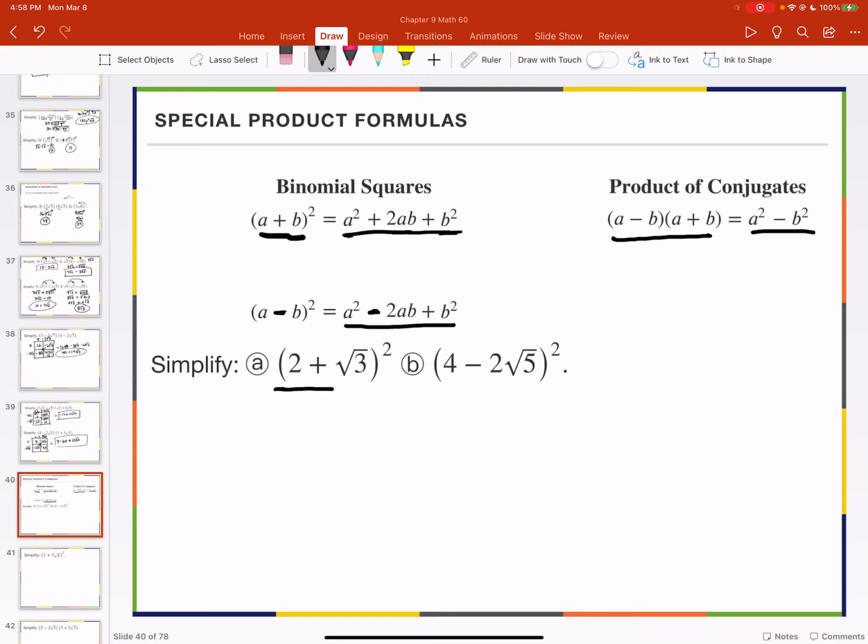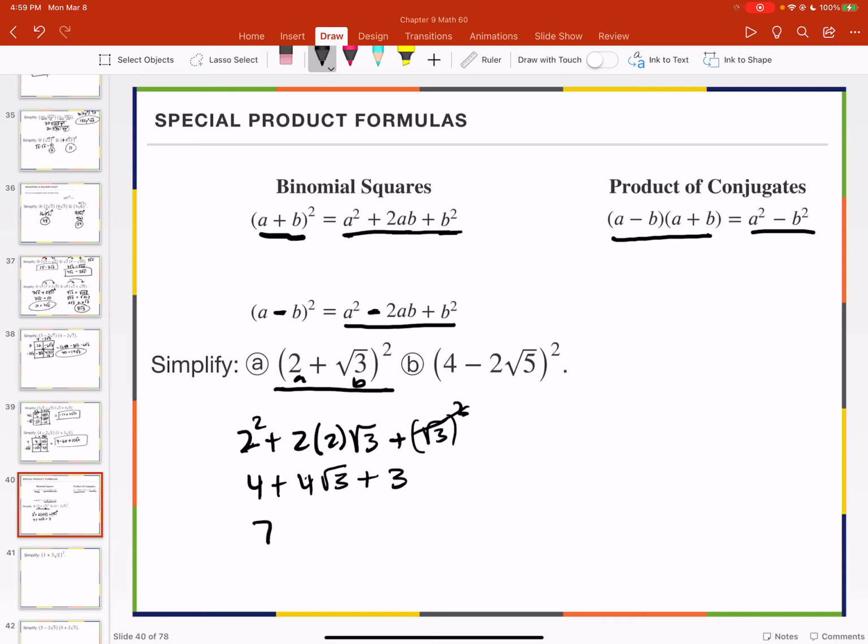So let's do one. So this one here, this is a and this is b. So this is going to be 2 plus square root of 3, squared. That's going to be 2 squared plus 2 times 2 times square root of 3 plus square root of 3 squared. So that makes it a little easier, right? So you get 4 plus 4 root 3 plus 3. So then you get 7 plus 4 root 3.